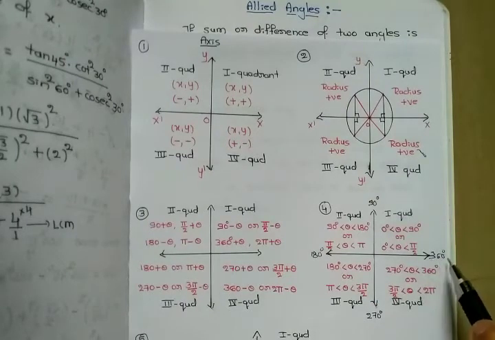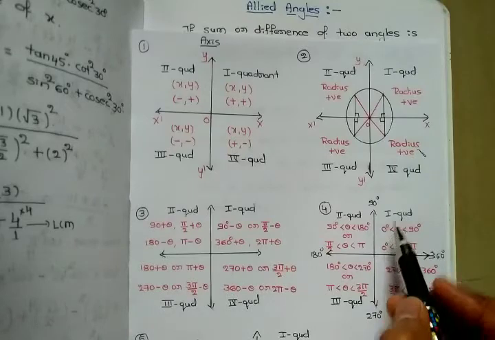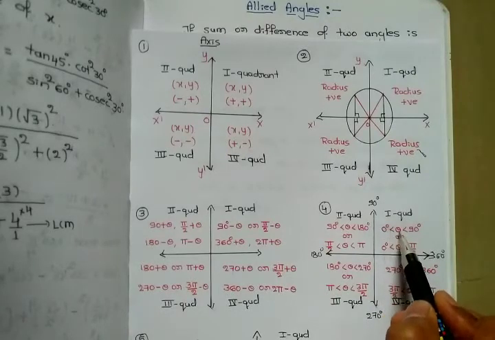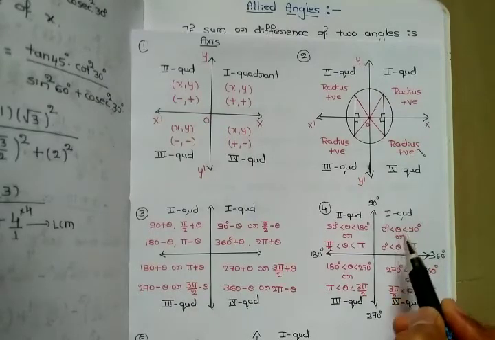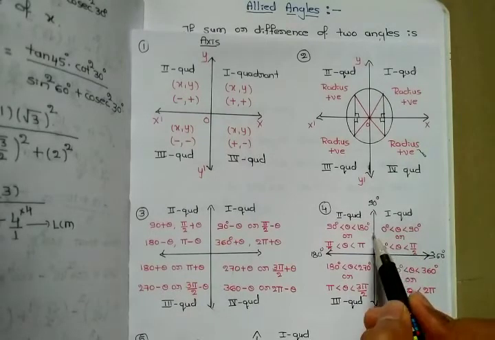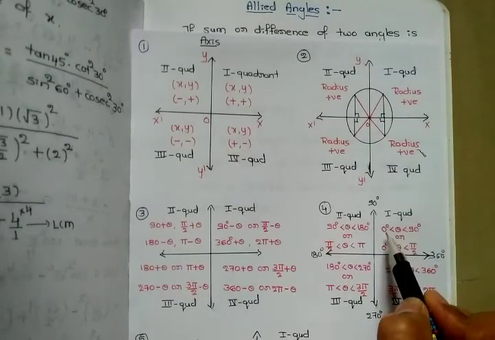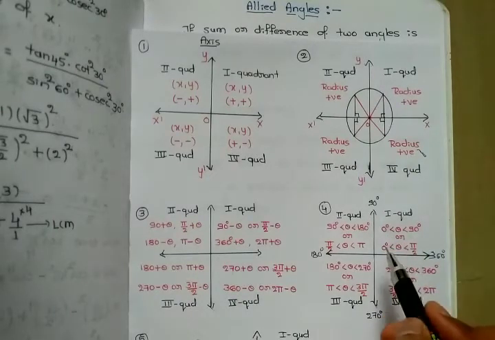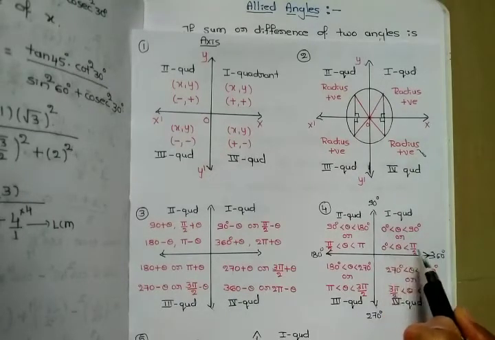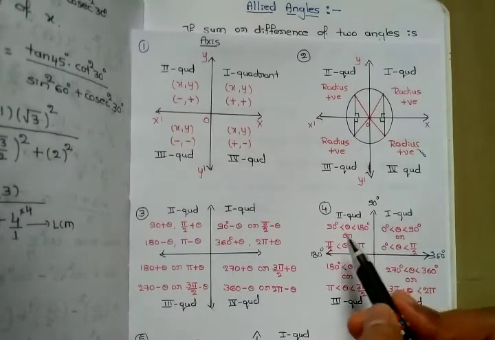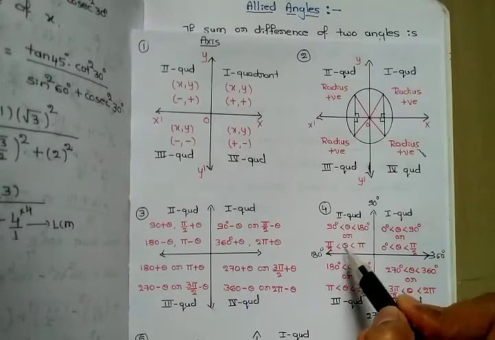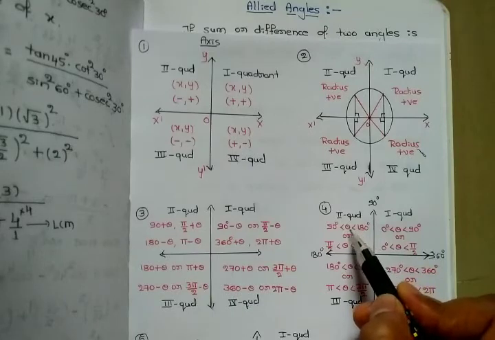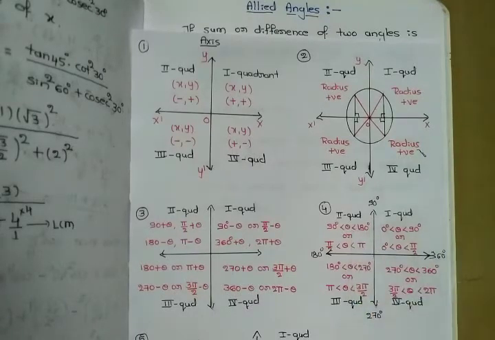360 degrees. See, the meaning of 0 degrees less than theta less than 90 degrees is that this angle theta always lies between 0 and 90. That is the meaning of 0 less than theta less than 90, or else 0 less than theta less than pi by 2. 90 less than theta less than 180 means this angle theta lies between 90 degrees and 180. Only in between is this angle theta going to lie.